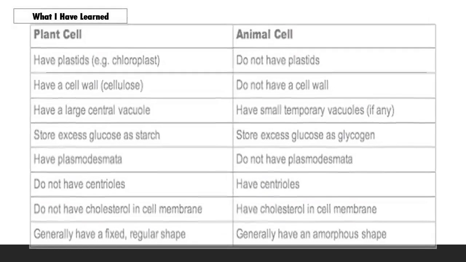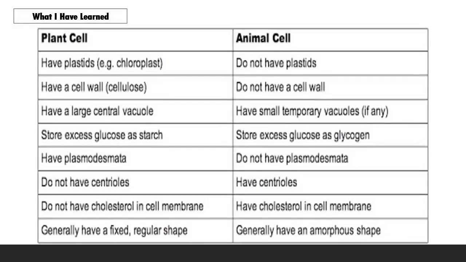Here is a table comparing plant cell from animal cell. Let's try to read them one by one. For plant cell, take note that they have plastids in the chloroplast. Their cell wall is made up of cellulose. They have large central vacuole. They store excess glucose as starch. They have plasmodesmata. They do not have centrioles. They do not have cholesterol in cell membrane. And generally, they have fixed or regular shape because of the presence of the cell wall.